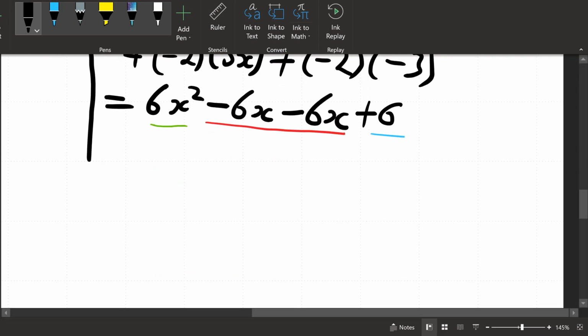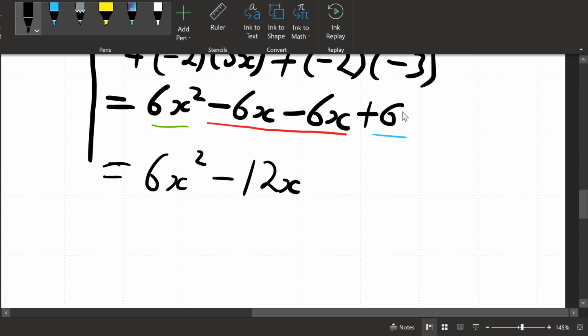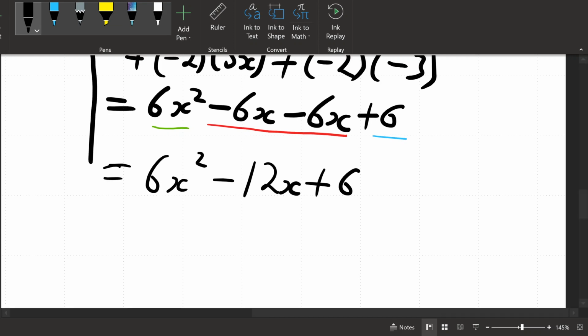So, what do we do next? Well, we put the x's together. So we've got 6x squared minus 6x minus 6x. So that's going to be minus 12x plus 6. Fantastic. We've got those solved.